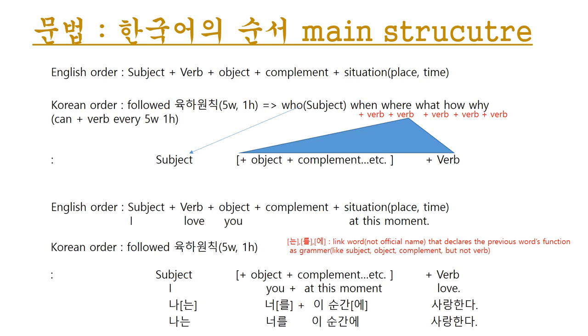Hi, today I'd like to tell you about the difference of sentence structure between Korean and English. This cannot explain all the grammar, but I hope you get to know the mainstream of Korean language in a short time. English order is like this: subject, verb, object, complement, and situation.